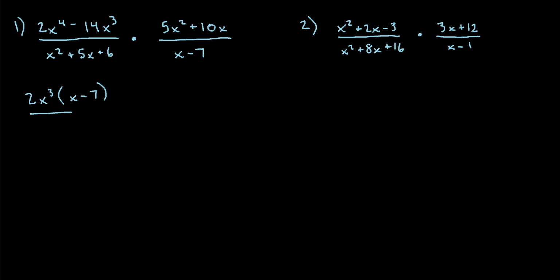And then in the denominator, we have x squared plus 5x plus 6. So to factor this, we want to think, what numbers multiply to 6 but add to 5? So that would be 2 and 3. So we can rewrite this as x plus 2, x plus 3.